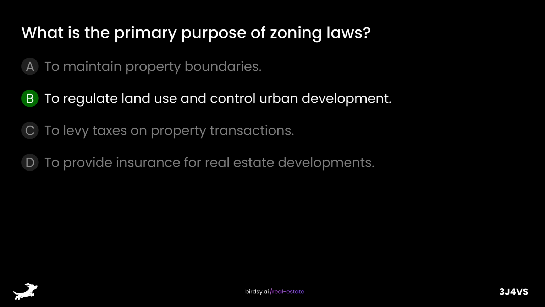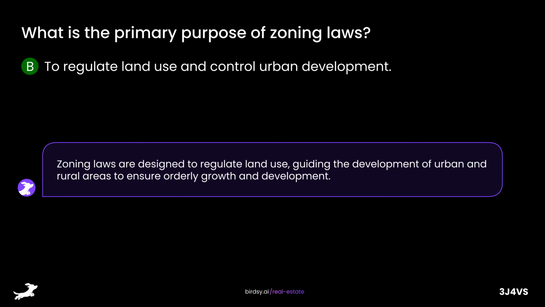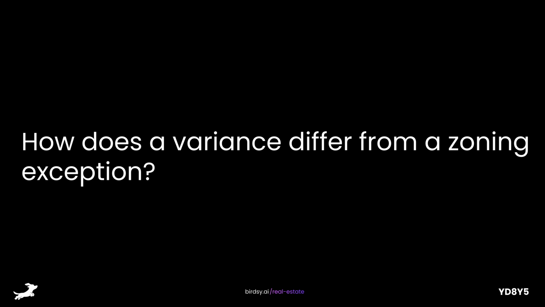The answer is B, to regulate land use and control urban development. Zoning laws are designed to regulate land use, guiding the development of urban and rural areas to ensure orderly growth and development. How does a variance differ from a zoning exception?